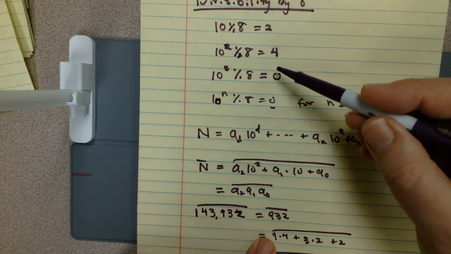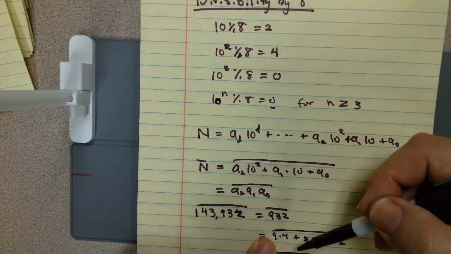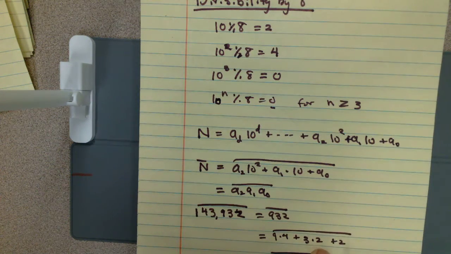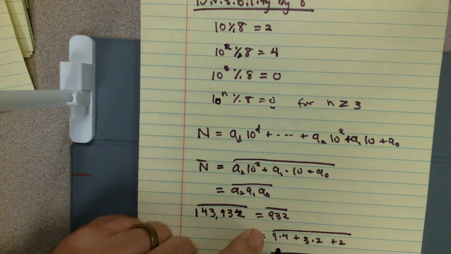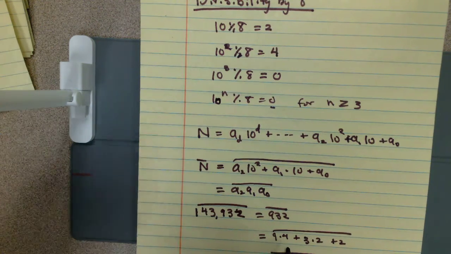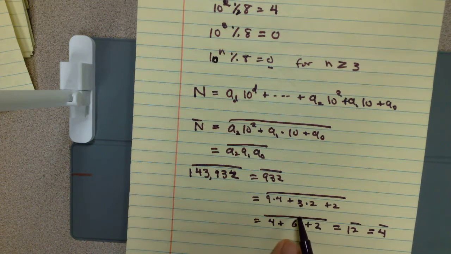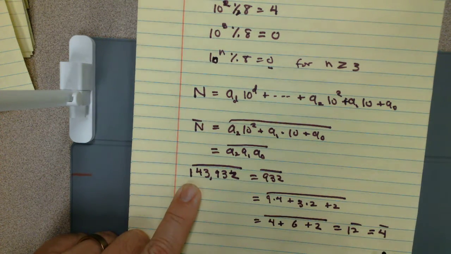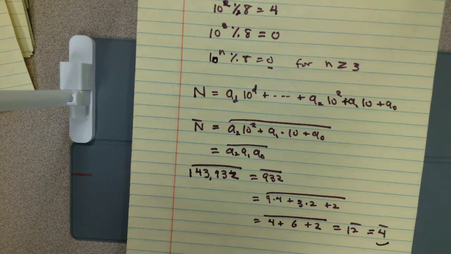I can say, okay, my 9 times 100, well, I can do 9 times 4 instead. And my 3 times 10, I can take 3 times 2 instead. And again, well, down to 2. Add these up. My 9 times 4, well, 9 modulo 8 is just 1, so that's 4. 3 times 2 is 6. And again, 2 is 2. Add these up, we get 12. Reduce that modulo 8, and it's 4. And so my original number, 143,932, divided by 8, leaves a remainder of 4. And so it's not evenly divisible by 8.